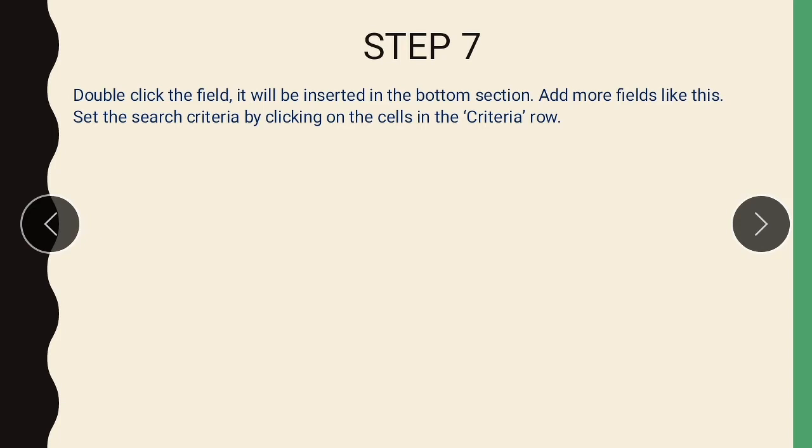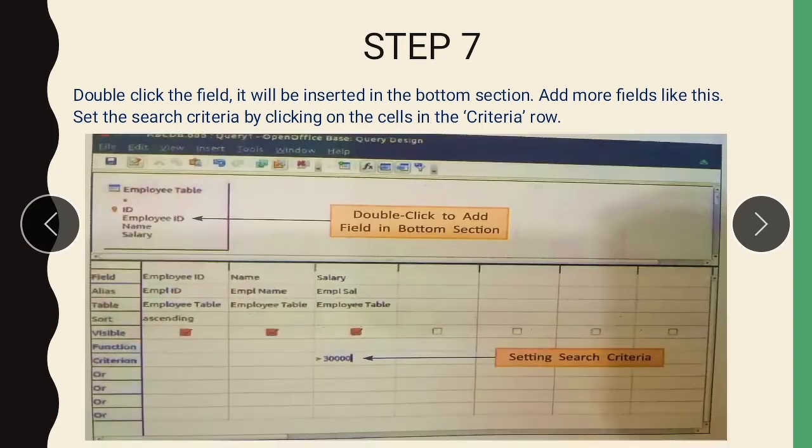After that you can see step 7, that is when you double click the field. So if you double click on any field here, employee ID or name or salary, automatically it will be added in the bottom section. We already mentioned there are two sections, top section and bottom section. In the top section, when you double click on any one field, it will be added here. So if you click on name field, it will be added here. If you double click on salary, it will be added here.